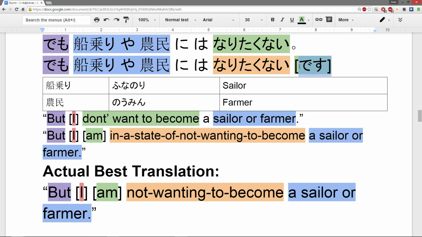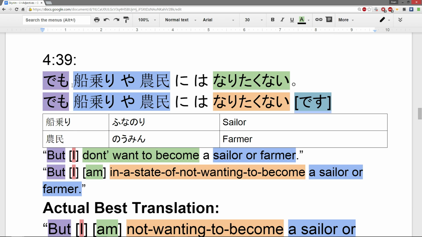And then because it's an adjective, there should be a desu here, which is am. I am not wanting to become a sailor or something like a sailor or a farmer. Yeah. So let's go through that one more time. Demo, but, subject I, not mentioned. Funanori, sailor, farmer. Ni tells us what to become.